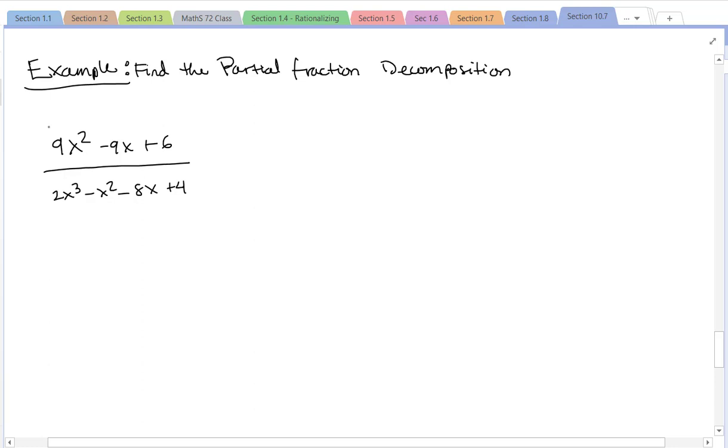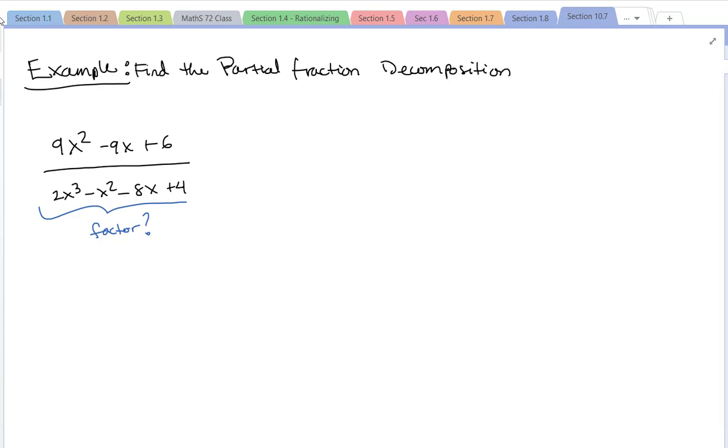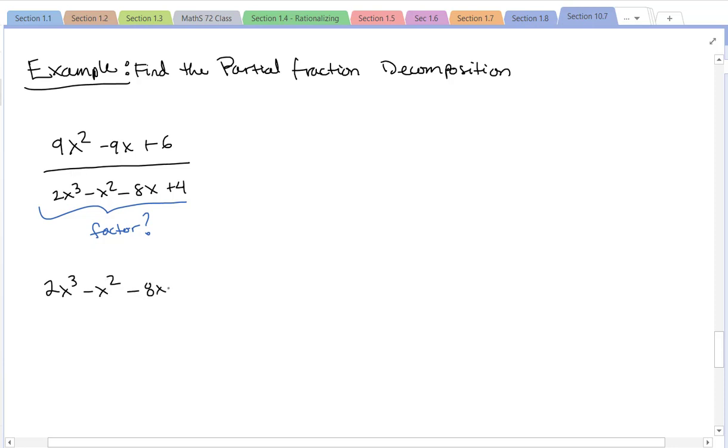The next step, in order to really see if we can do partial fraction decomposition, is to check that the denominator factors. So can you factor this? And I do have 4 terms, so we're going to try factor by grouping. Anytime you have 4 terms, try factor by grouping.